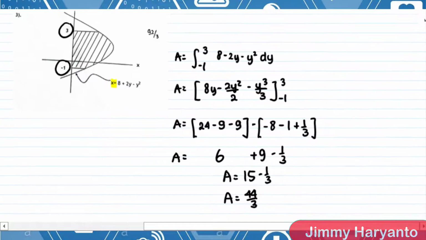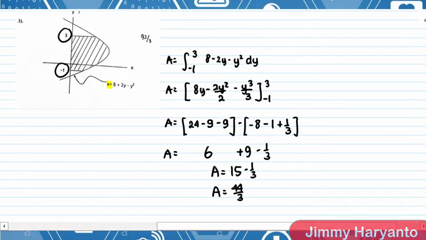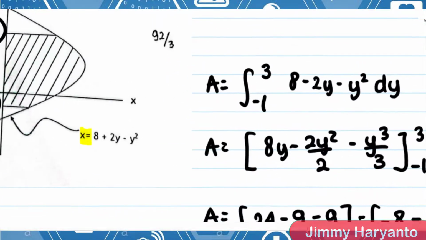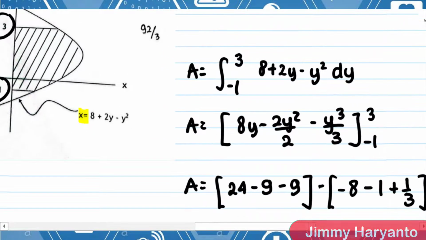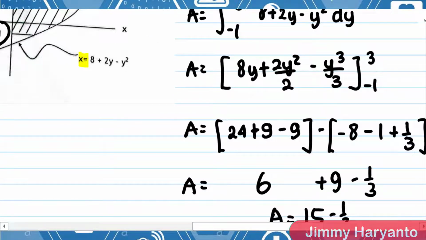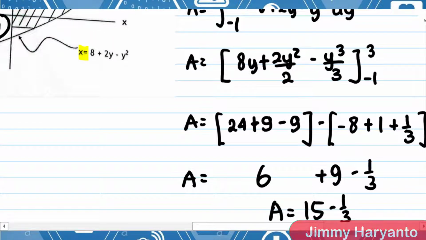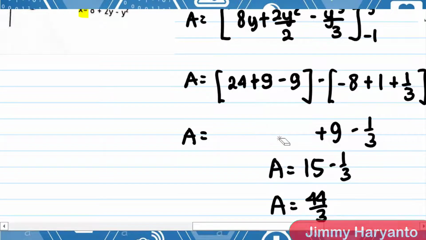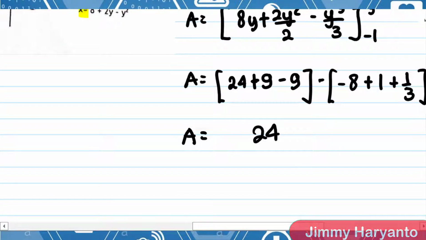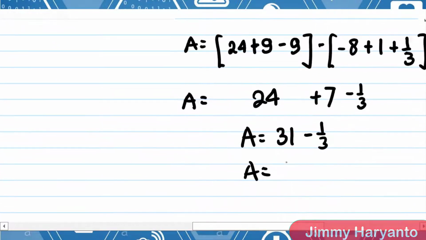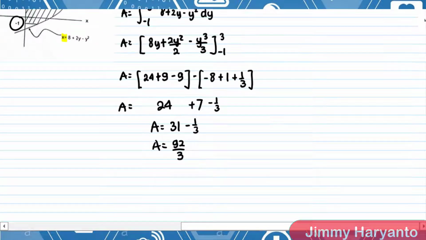The answer key is different, guys. So let's check the mistake. Oh, my mistake, I miswrote. So it should be positive, positive, positive, wait, positive, okay, so this one will be 24, and then for this one will be -7 plus 7 minus 1 over 3. So the area will be 31 minus 1 over 3, so the area will be 93 minus 1, 92 over 3, 92 over 3.